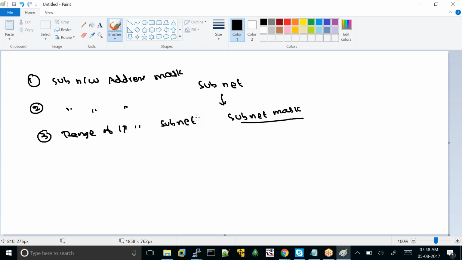Based upon that, it will be loaded whether in a public or private subnet. So this subnet concept is very must. Okay, so let me first start with the subnetworking address mask. How to find out the subnet address mask?